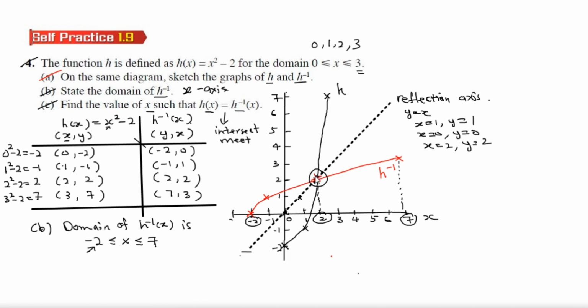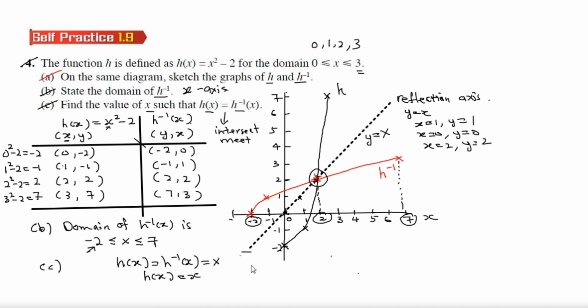H equals H inverse. That means both curves intersect at this point. So how to find this x value? You can use h(x) equals h inverse(x). These two curves also intersect at the reflection axis y equals x. So it's also equal to x. So you can also equate h(x) and x.